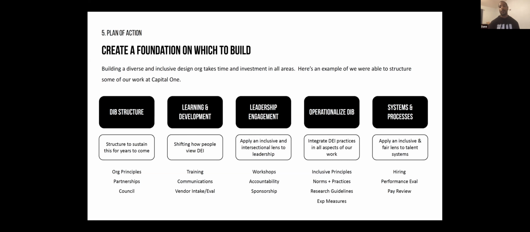And then how do we measure our experiences? How do we actually measure inclusion? That's something we've been looking at as well. And then the systems and processes. So applying an inclusive and fair lens to talent systems. So this is where we're looking at our hiring. What kind of job boards are we looking at? What kind of language are we using when we're creating job descriptions? Increasing our digital presence at more schools and more diverse schools throughout the country, performance evaluations, and also pay reviews.